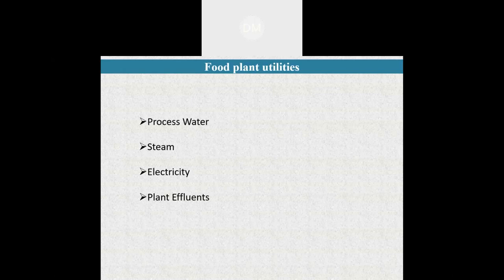Then plant effluent. So treatment of food waste materials: simple screening out of the suspended solids, then filtration techniques, then sedimentation tank, then aeration, spray irrigation. So this is the procedure for wastewater treatment and liquid waste.